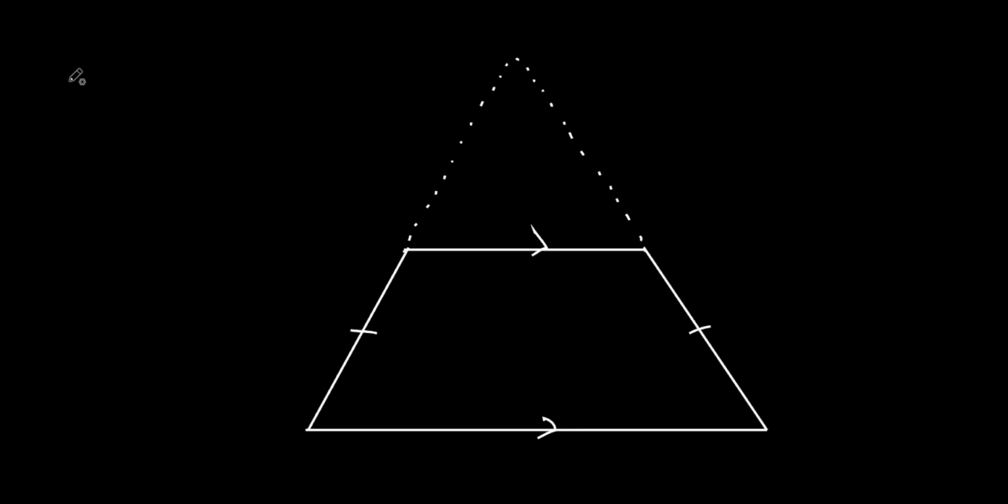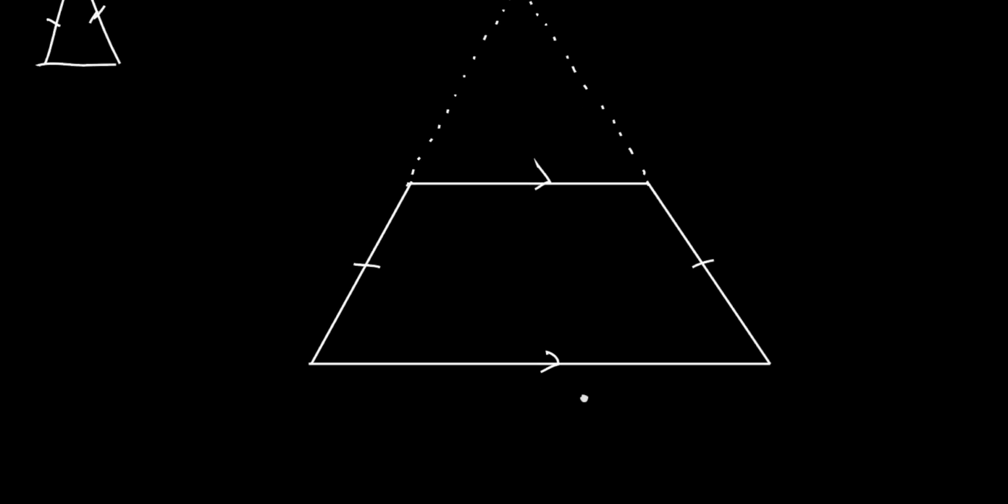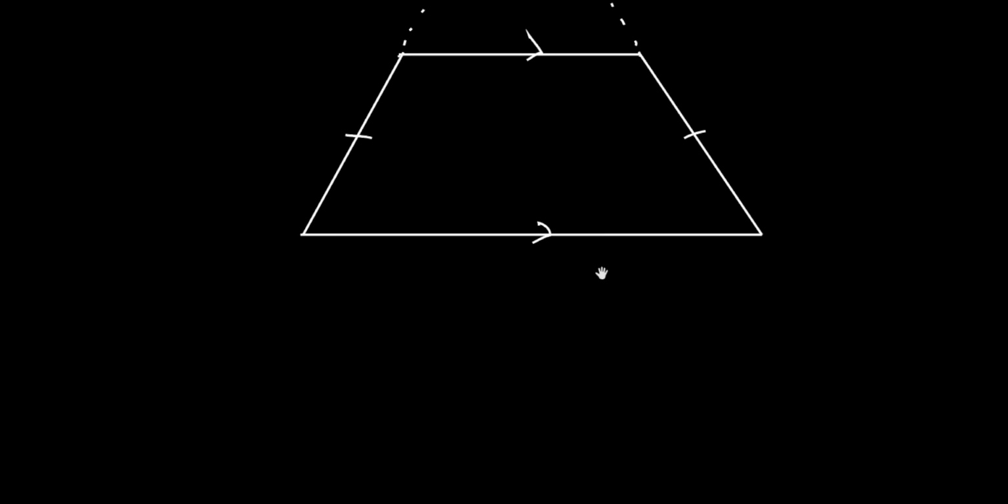So we talked about this. When we had a triangle and you had two equal sides, what did we call that triangle? We called it isosceles. Very good. So what do you think we're going to call a trapezoid with two equal sides? An isosceles trapezoid. So this one would be an isosceles trapezoid.